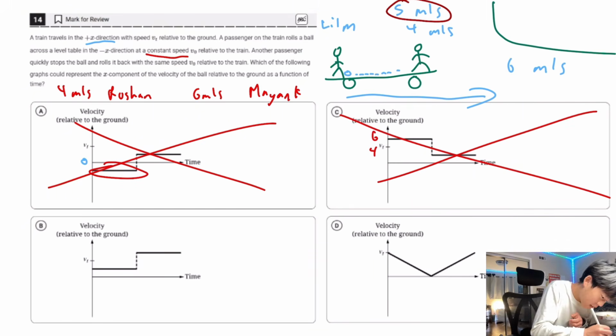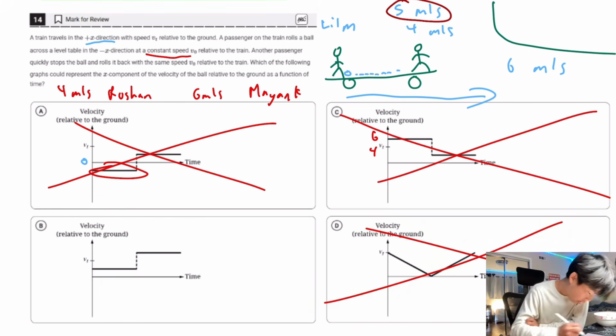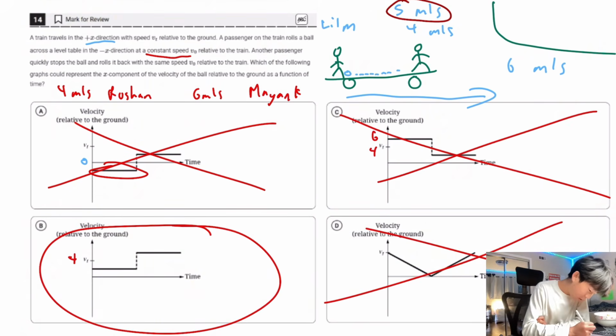It says constant speed, right? So it's not slowing down. Right? So out of here, it has to be this one. Do you get it? The 4 meters per second of Roshan and the 6 meters per second of Mayank.